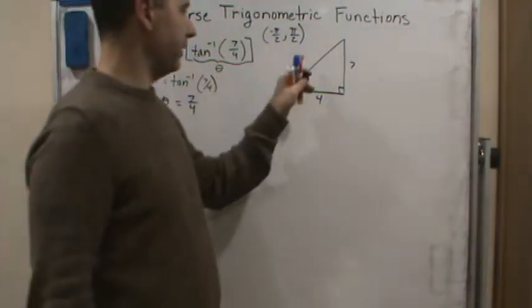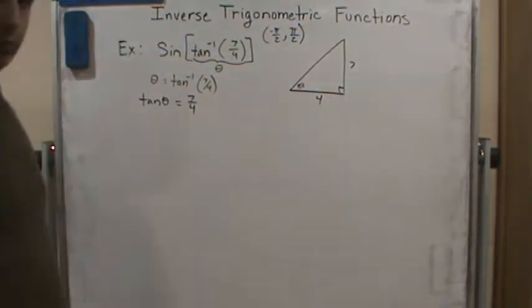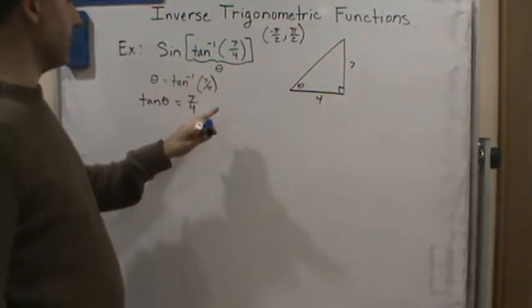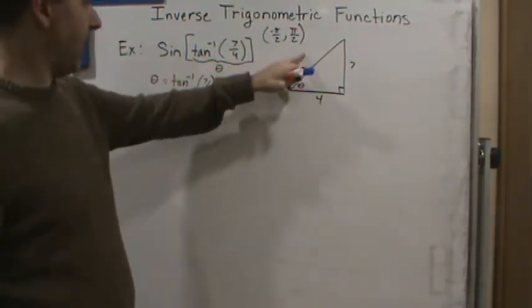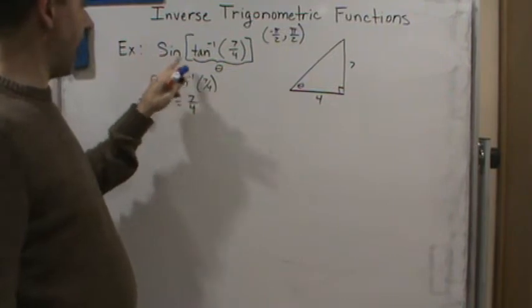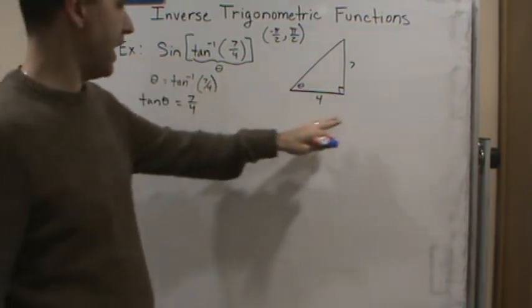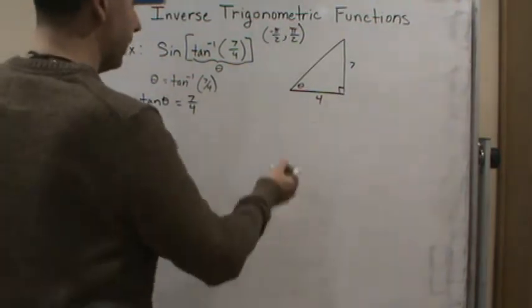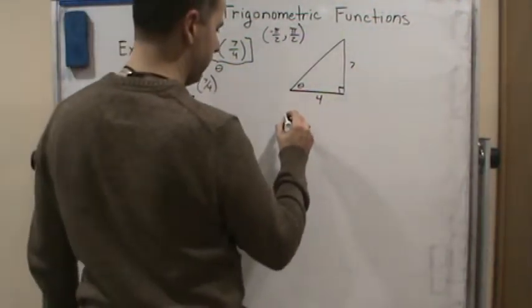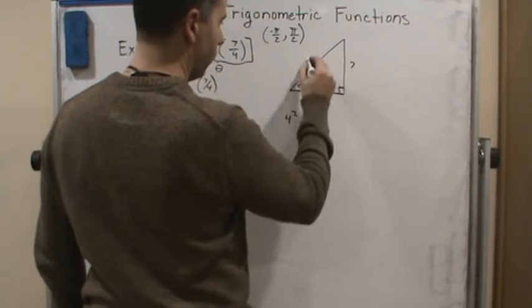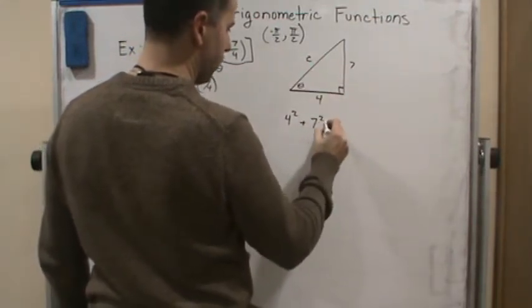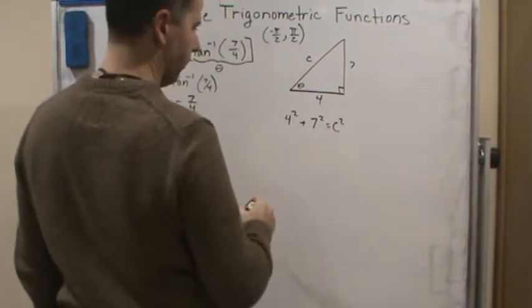Now, I got to fill in the hypotenuse, right? I need all three sides because once I have the hypotenuse, then it's just going to be the sine of theta. And so once I have the right triangle filled out, boom, it's easy, okay? So now let's use the Pythagorean theorem. So this is going to be 4 squared, so we'll call this c. So 4 squared plus 7 squared equals c squared, okay?